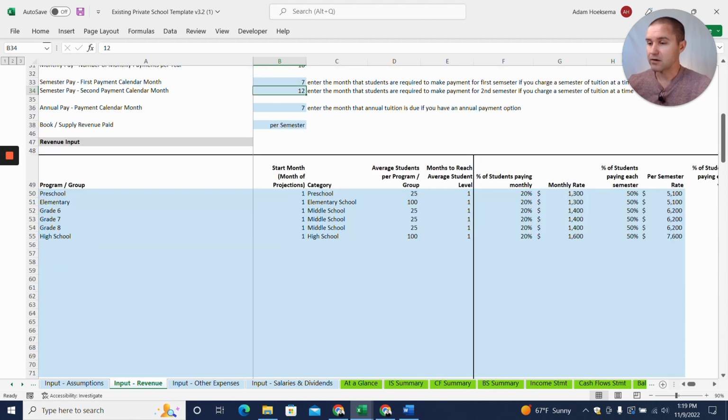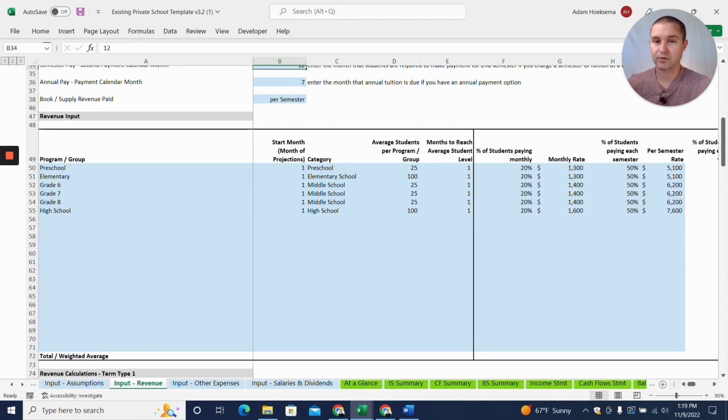Okay, so now what we can do is put in our different programs. So we've got preschool through high school. We can put in what category each of those are in, what month they start here. So we're saying all of these are already operational. We're starting in month 1 because we're assuming this is an existing school. And then the average number of students per program. So we're saying we have 25 students in preschool, 100 in our elementary school, 25 in each grade 6, 7, and 8, and then 100 in the high school.